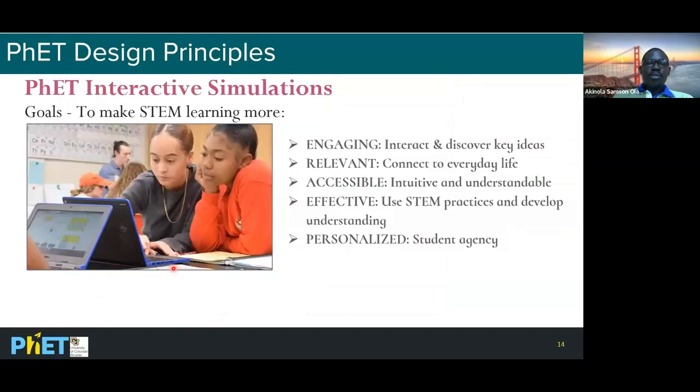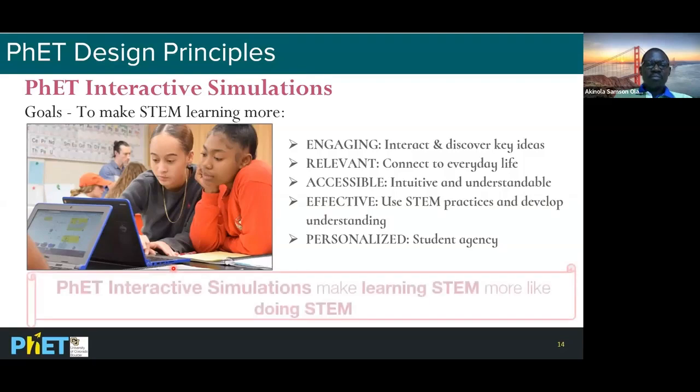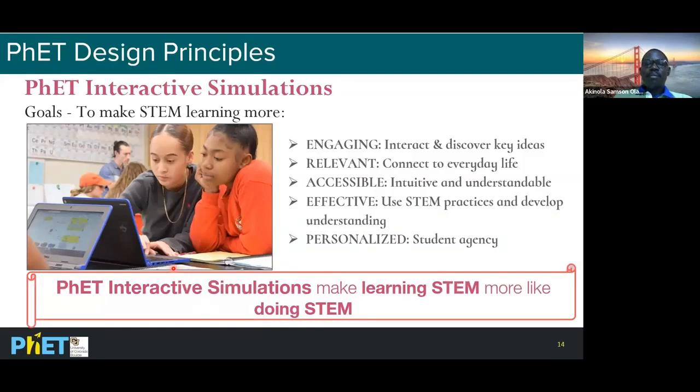What are the goals of PhET interactive simulation? It is to make learning STEM more engaging, relevant, accessible, effective, and personalized. So every student has a personalized learning experience, no longer generic. Every student can learn at their pace, and the learning objective can be achieved in every single student. PhET's interactive simulation makes learning STEM more like doing STEM.